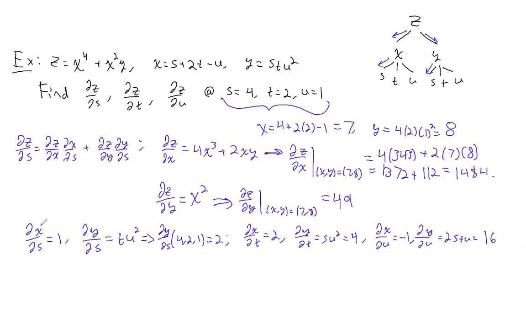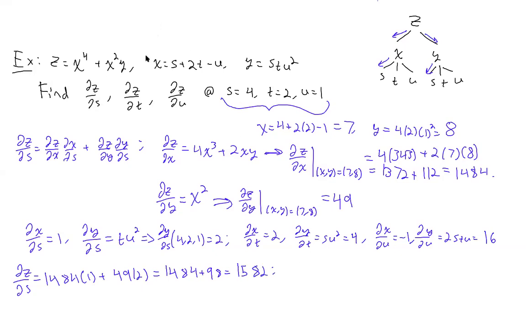So after putting all of this together, we get ∂z/∂s is ∂z/∂x ∂x/∂s plus ∂z/∂y ∂y/∂s, or in other words, 1484 times 1 plus 49 times 2, or in other words, 1484 plus 98, which comes out to 1582.